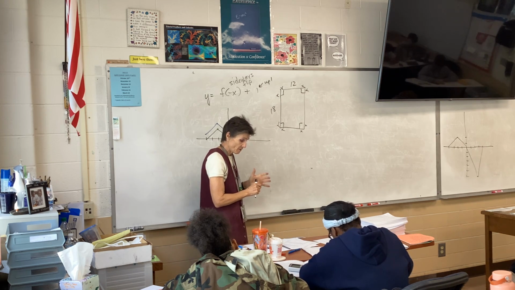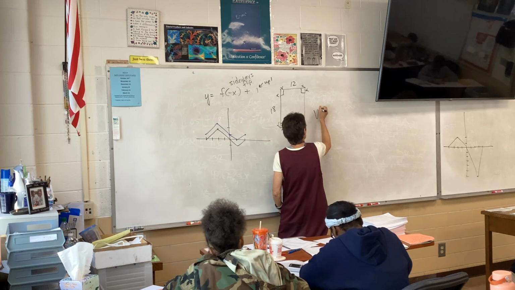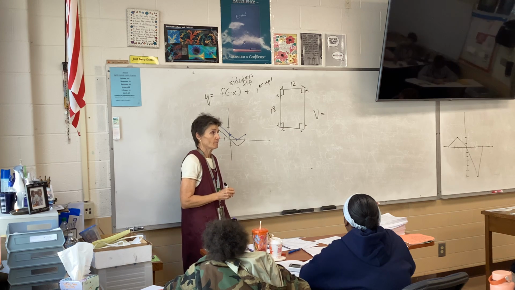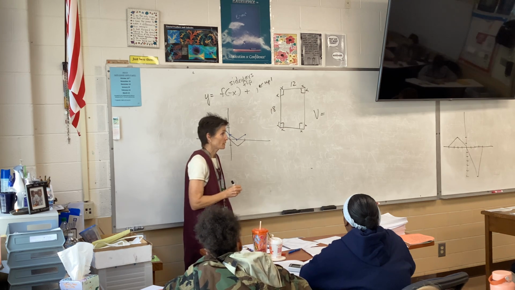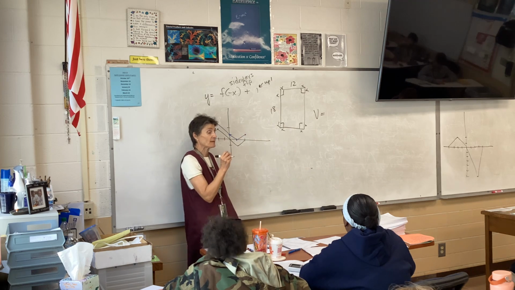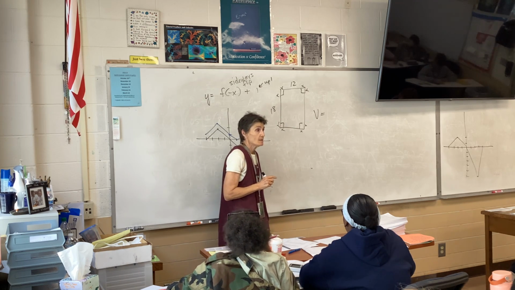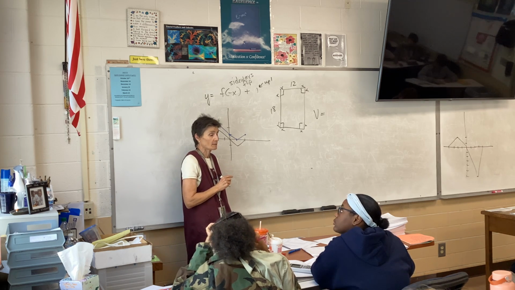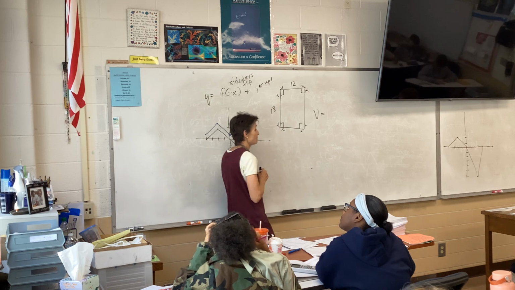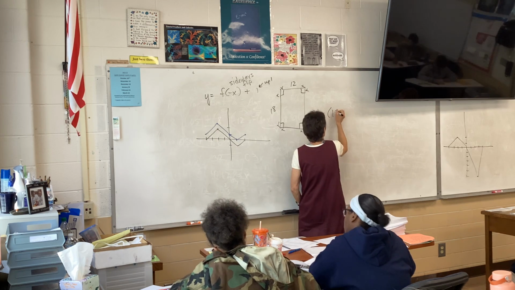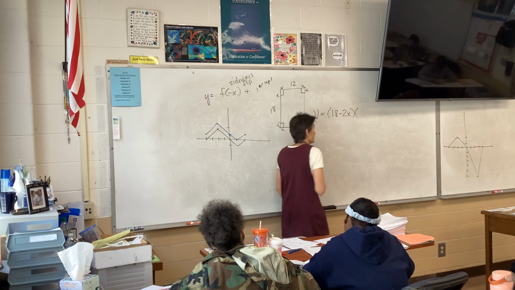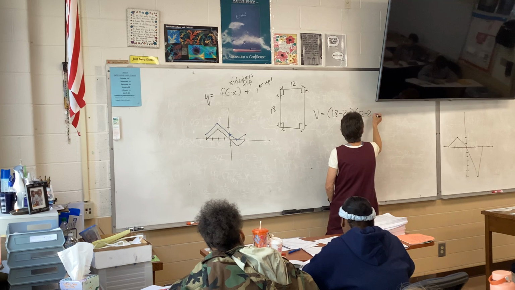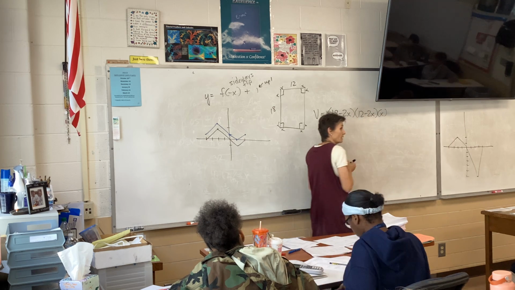Express the volume of the box as a function of x. Okay, who can do this? Easy. What's this equation look like? Well, it's length times width times height, but we got to do it in terms of x. So what's our length of this particular box? 18 minus 2x. And what's the width? 12 minus 2x. And the height is x.